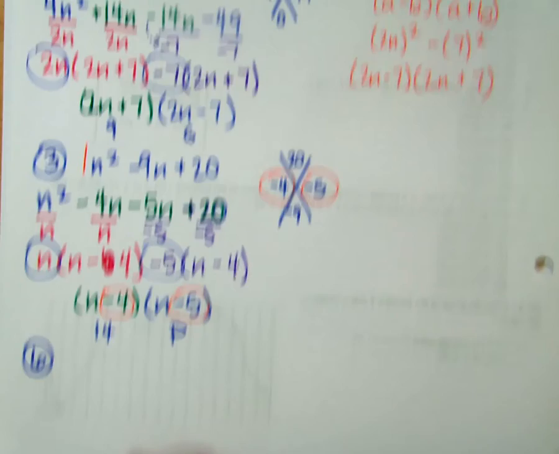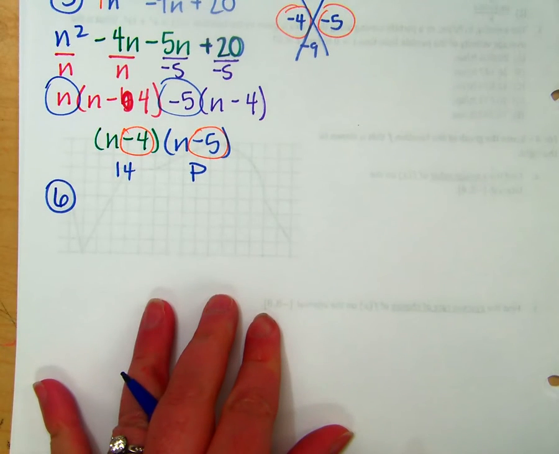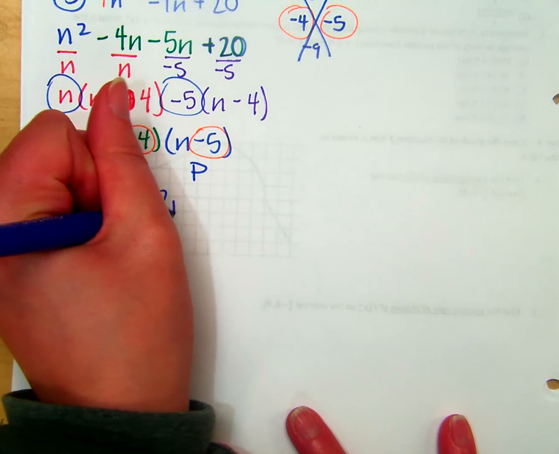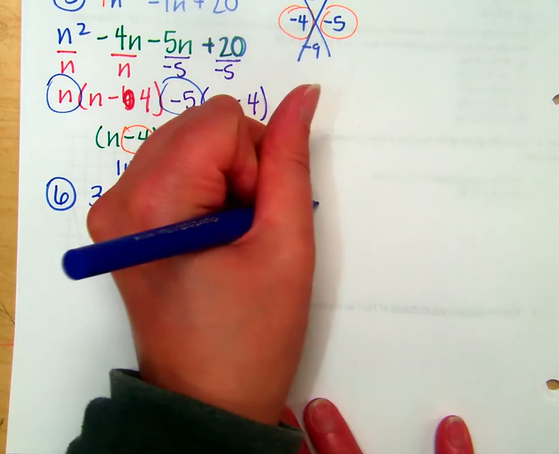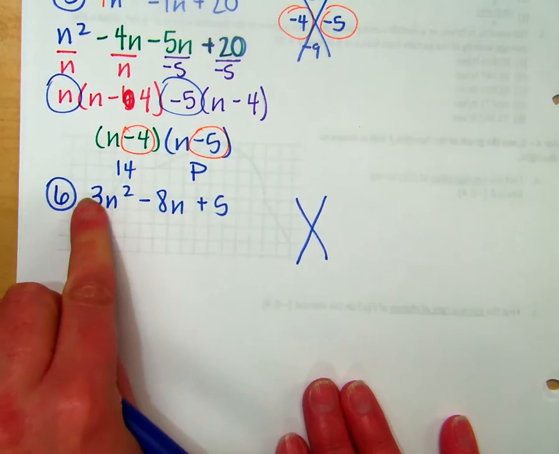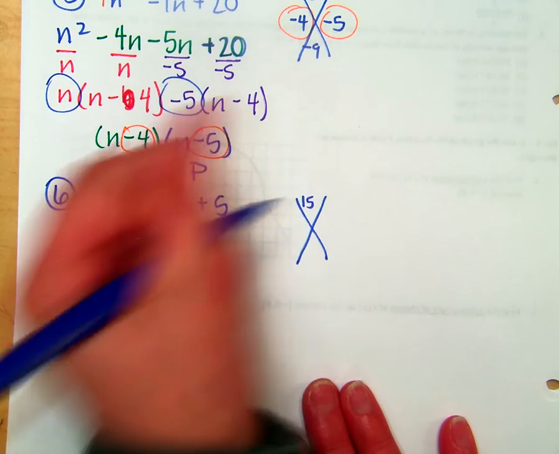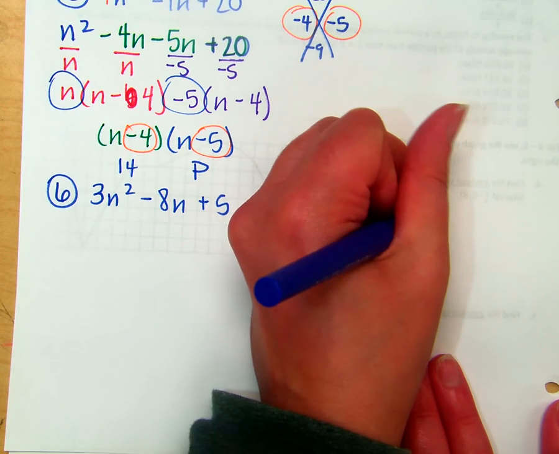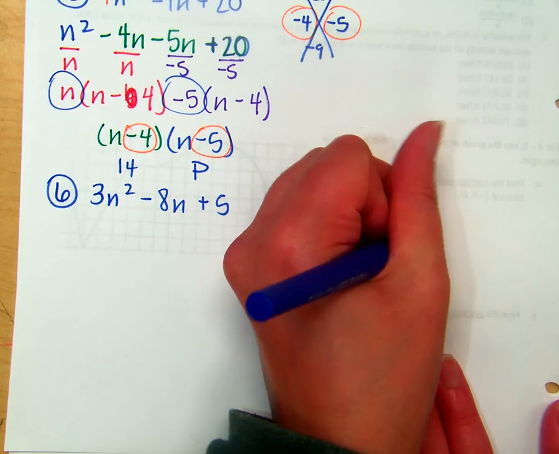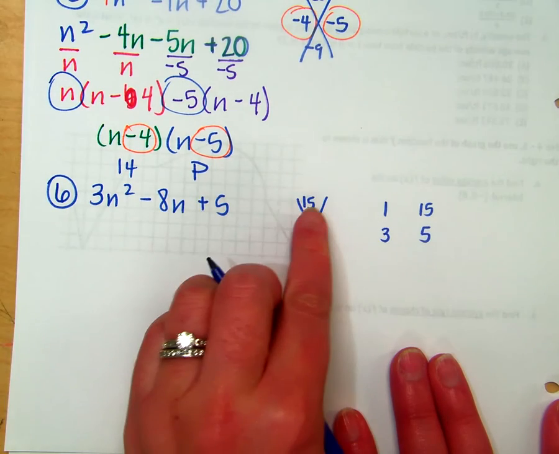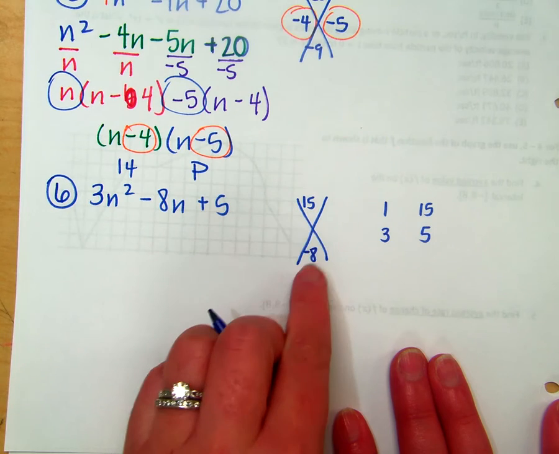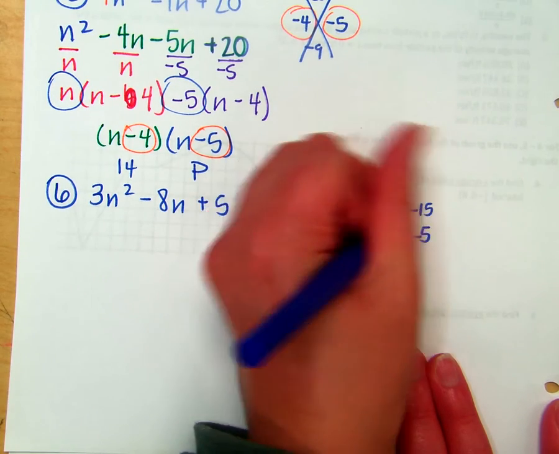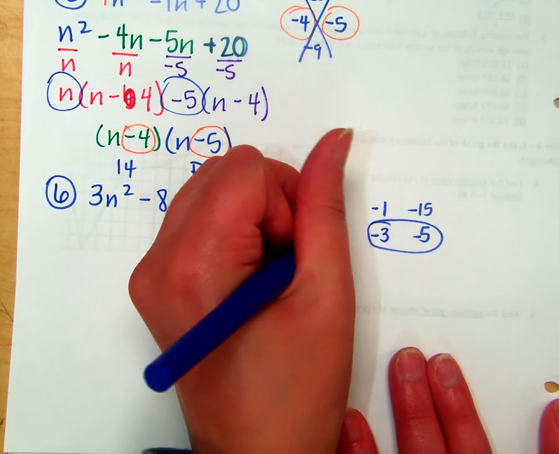All right, the next one I'm going to do for you is number 6. Number 6 is 3n squared minus 8n plus 5. So I multiply 3 times 5 and I get 15, and I'm going to add to get negative 8. So I have 1 and 15 and 3 and 5. Because I'm multiplying to get a positive, my signs need to be the same, and I'm adding to get a negative, and they both need to be negative. Turns out negative 3 and negative 5 are my two numbers.